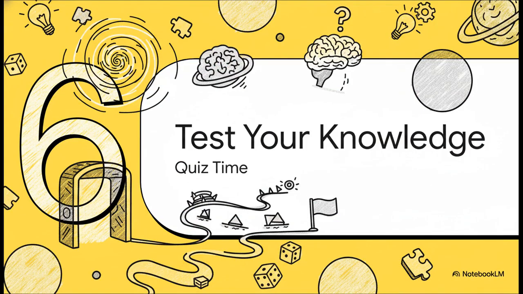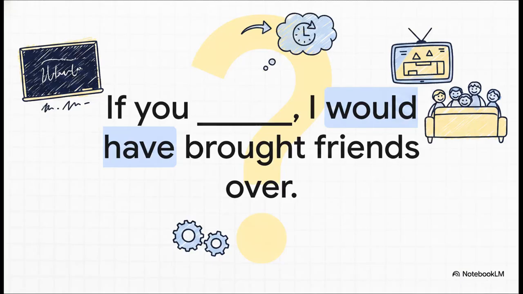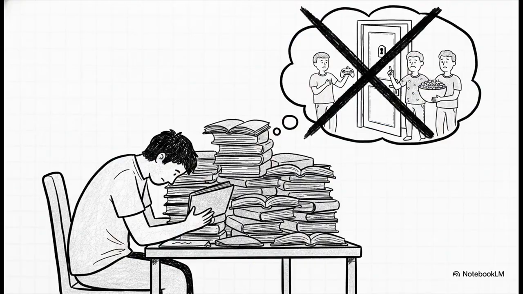All right, Section 6. Let's test your knowledge. Here's your very first challenge. If you blank, I would have brought my friends to your house to watch the game on TV. So is it A, hadn't been studying, B, hadn't studied, or C, didn't study? Look really closely at the result clause, would have brought, and think about which past-altering structure fits perfectly into that blank. And the answer is A, hadn't been studying.